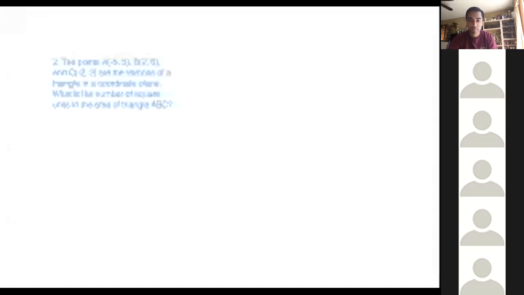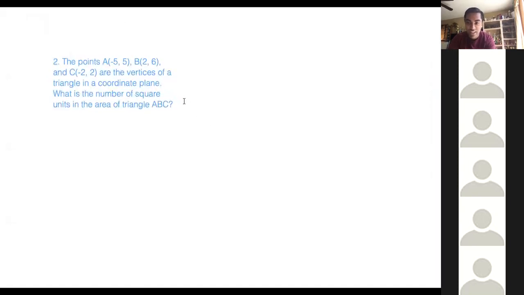Okay, good. 12 is the right answer. A lot of correct answers here. Okay, Ishan, can you explain? Yeah, so I just drew lines to graph them. So the first point was -5 and 5. And next point was 2, 6. And the next point was -2 and 2. So I just found out each side.